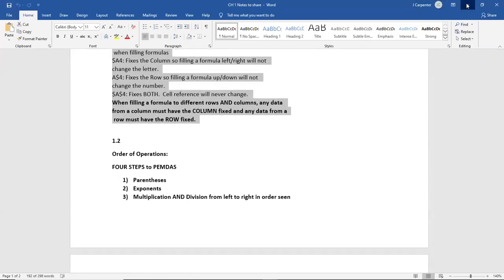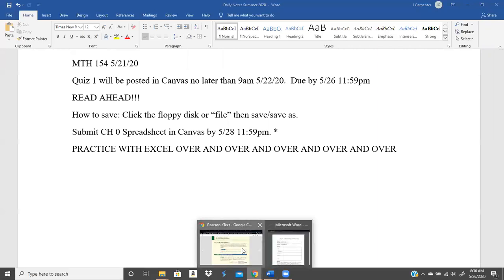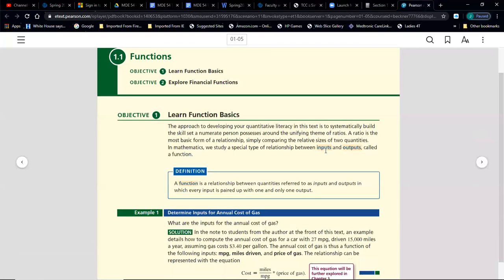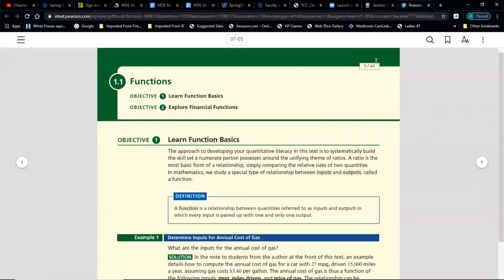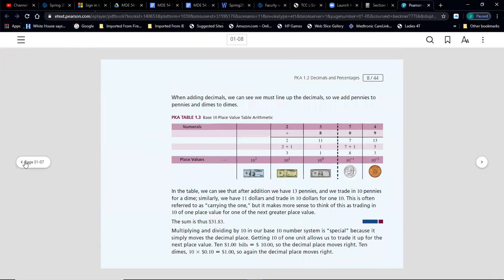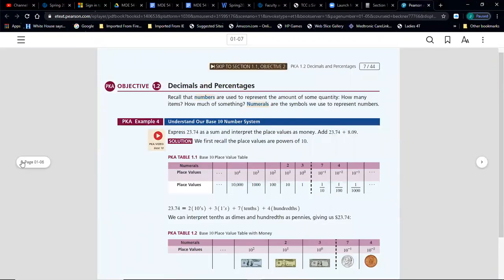In addition, you should have read, here's our e-text, 1.1. It says page 5 out of 44 for the chapter, so I don't know what page that actually is out of a textbook, but it doesn't matter because there's no physical textbook. But you should have read, I think this is in 1.2 already. Yeah, that's a short section.